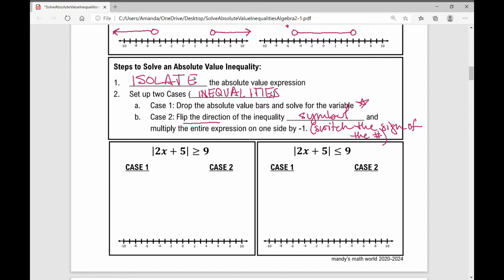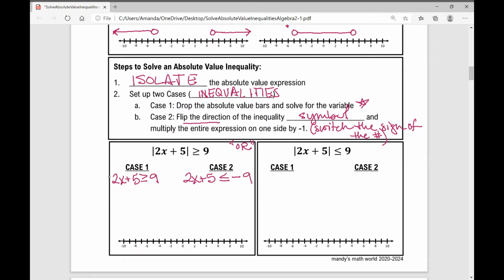Now, I know that this is an OR case, and I'm just going to write that up here because that will really help you today. This is going to be an OR solution, and I know that because it's got a greater than or equal to symbol. So the first case, when I solve it, looks like this: 2x plus 5 is greater than or equal to 9. Then I set up the second case: 2x plus 5 is less than or equal to -9. So I switch the direction of the inequality symbol, and I switch the sign of the number. And then we just solve.